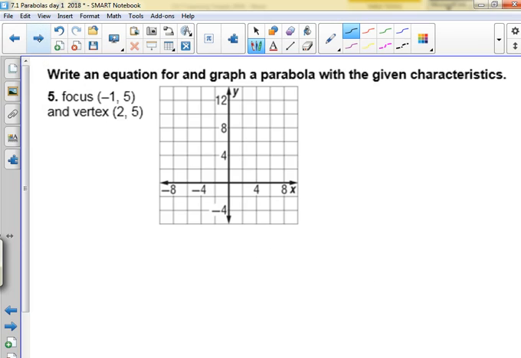All right, let's try this one. The focus is at -1, 5. Hate this graph paper in case I haven't said that in the last 2 minutes. And the vertex is at +2, 5.